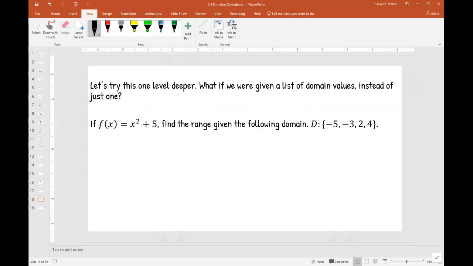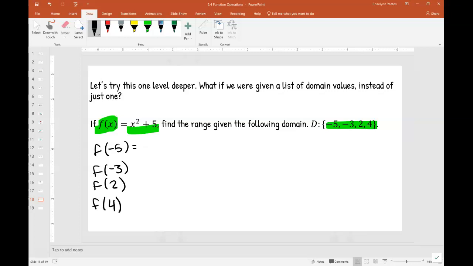All right, let's take a look at this next one. So it says, let's try this one level deeper. What if we were given a list of domain values instead of just one? So here, I have f of x equals a thing, and I'm told my domain is -5, -3, 2, and 4. So I'm going to have to find f of -5, f of -3, f of 2, and f of 4. So f of -5 is going to be, everywhere we see an x, we're going to plug in the x value. So -5 squared plus 5.